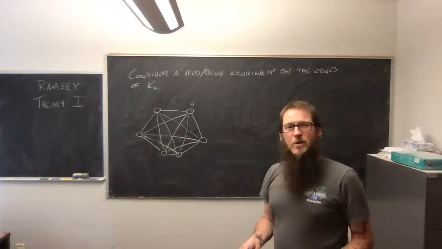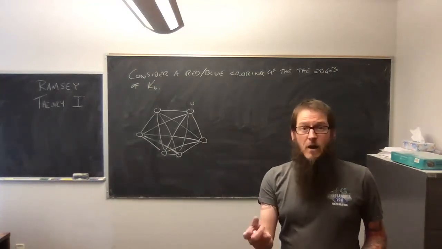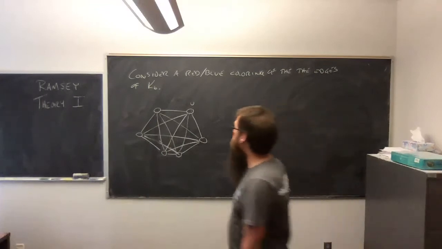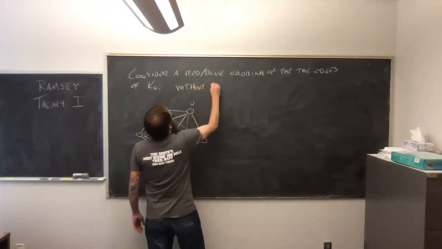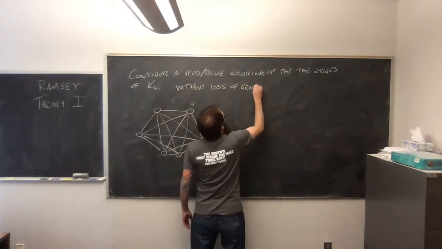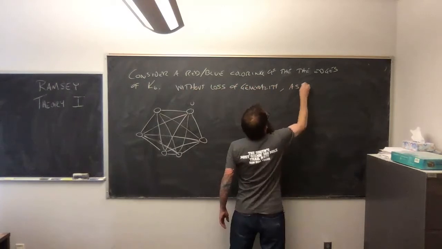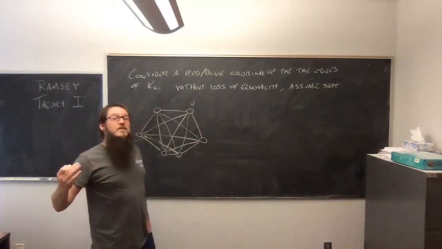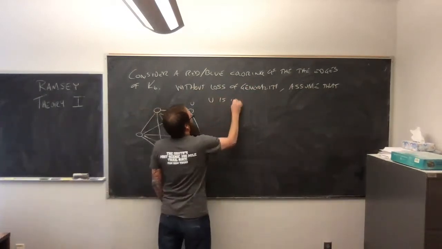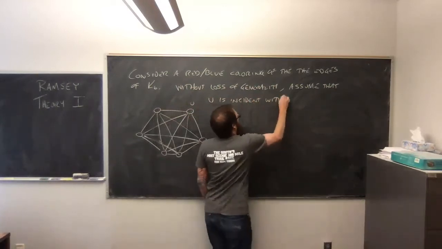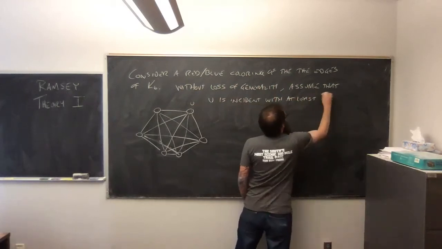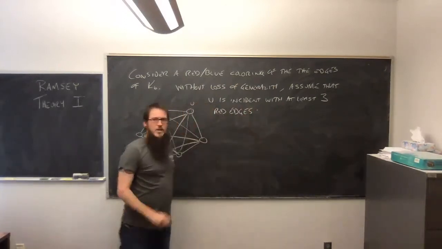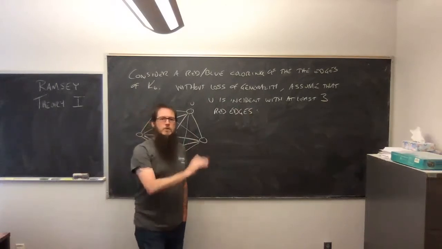So without loss of generality, I'm going to assume that it's the red compartment. I could back up at the end of this and prove everything focused on the blue compartment being the one that's chosen. The arguments are exactly the same. Without loss of generality, assume that U is incident with at least 3 red edges. I'm going to give those edges names. I'm going to call them UA, UB, and UC.